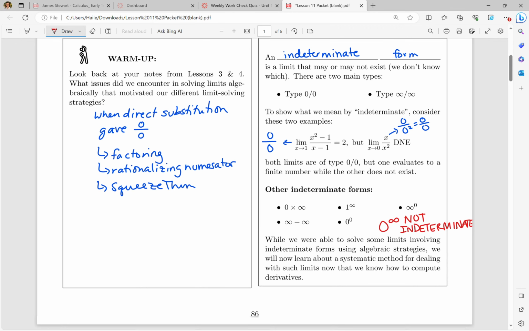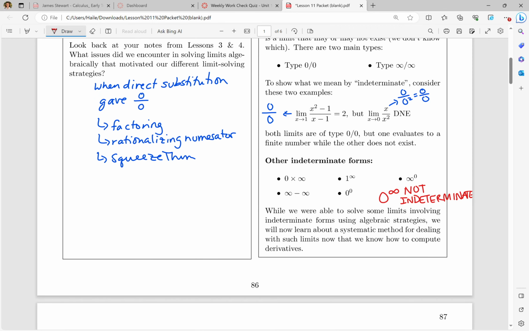As I was saying earlier, we were able to solve some limits involving indeterminate forms using algebraic strategies. With factoring, rationalizing the numerator, and squeeze theorem, we were able to take care of a lot of those 0 over 0 cases, but now we want to learn about a more systematic method for dealing with such limits, and we can do this now because we know how to compute derivatives in a very efficient way.